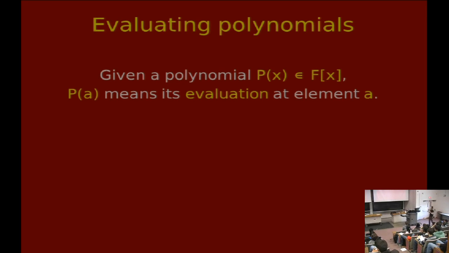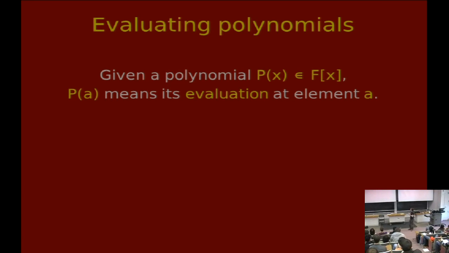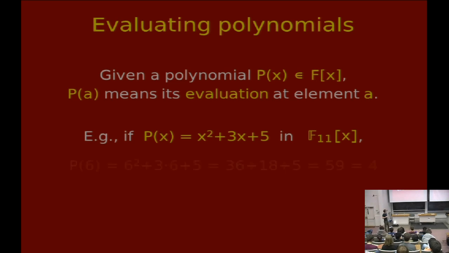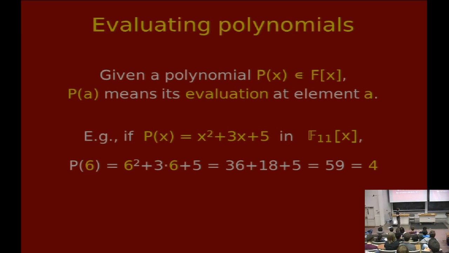Suppose you have a polynomial called P(x) in the set of polynomials with coefficients from the field F. If a is also an element of the field, then P(a) means its evaluation at a, which basically just means you plug in a for x. So if P(x) is this polynomial, again with coefficients mod 11, and 6 is an element of the field, you can look at P(6). That means you plug in 6, you get 36 plus 18 plus 5, which is 59, but everything's happening mod 11. So it's 4. So P(6) is 4, as you would expect.